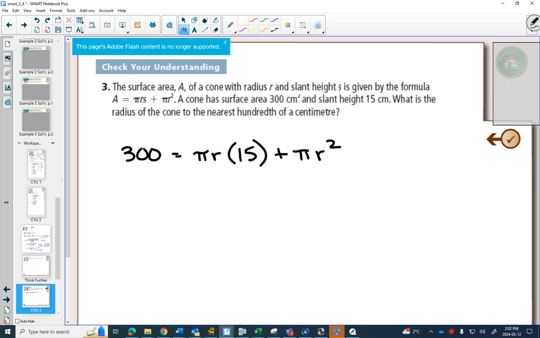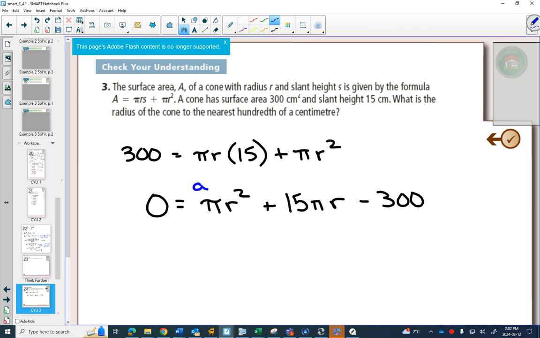How do we solve quadratic equations? We make one side equal to 0. So I'm going to move the 300 over, and I'm going to write it with the r squared first, 15 pi times r second, and move the 300 over. In front of my r squared is a pi. In front of my r is a 15 pi, and the number by itself is a 300.